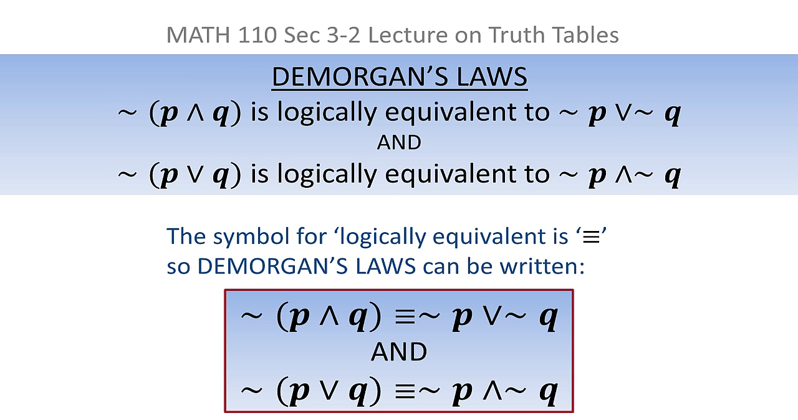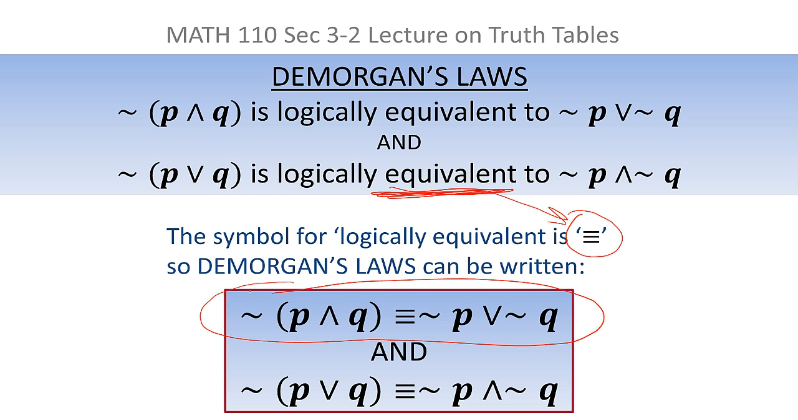Now, instead of writing the word equivalent, we will use this symbol with three horizontal lines. That's our symbol for equivalence. So you could write deMorgan's law a little more mathematically by replacing the words logically equivalent with the symbol. It's just a more compact way of writing it. In any case, those are deMorgan's laws, and they're useful for finding the negation of an and or an or statement.